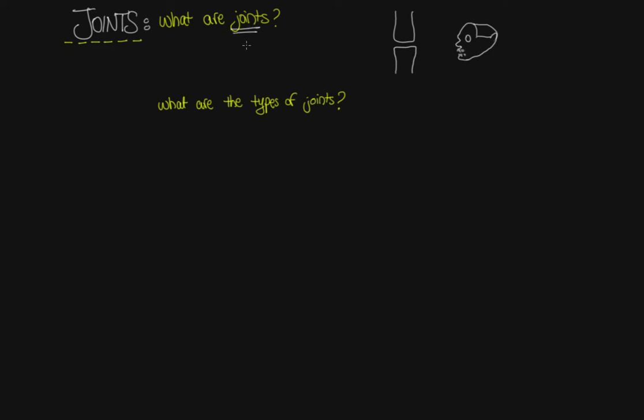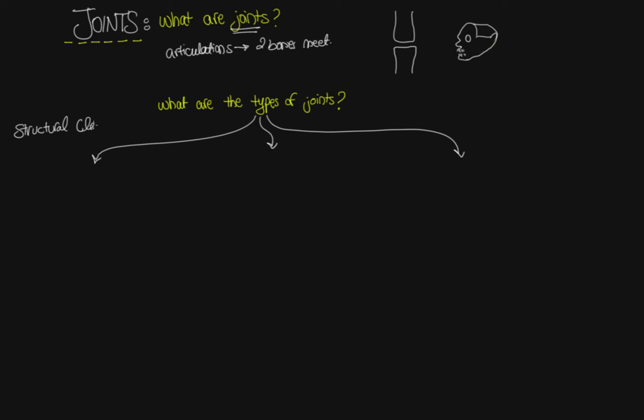Joints are also known as articulations. And so these are actually the points at which two bones are going to meet. Okay? And so in our body, we have three types of joints that we can characterize structurally. So we're going to talk about the structural classification. And what this means is how do these types of joints differ in terms of structure or anatomy?